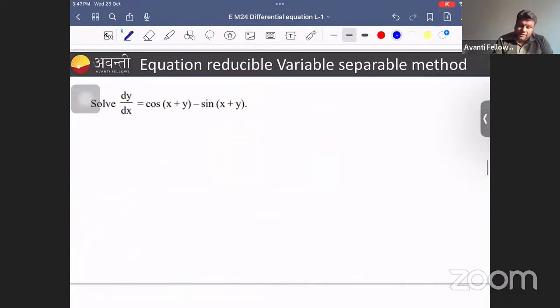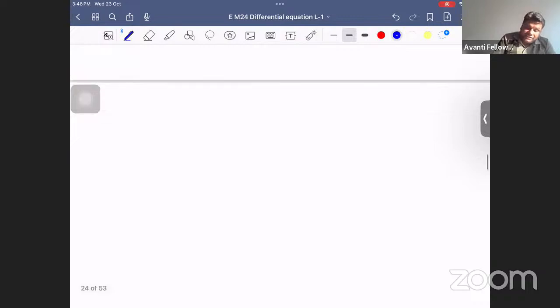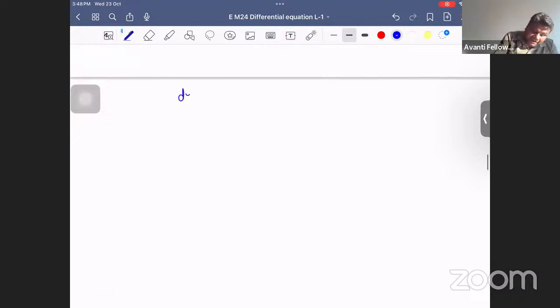Now, equation reducible to variable separable. Now, what is this reducible to variable separable? It is something like you make some change in the equation, like you put a substitution. Mostly what we do, we put a substitution, and then we convert this equation to directly variable separable. Got it? Generally, the kind of question that we see here are dy by dx is given as a function of ax plus by plus c.